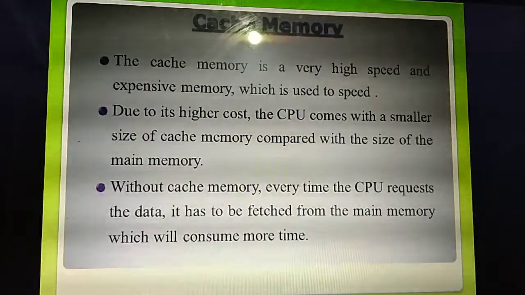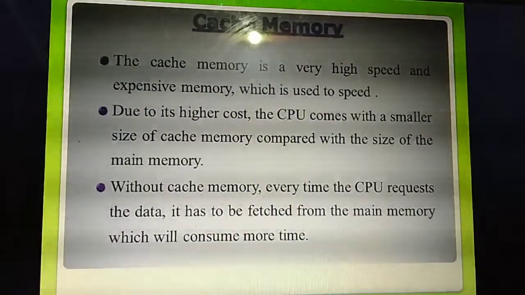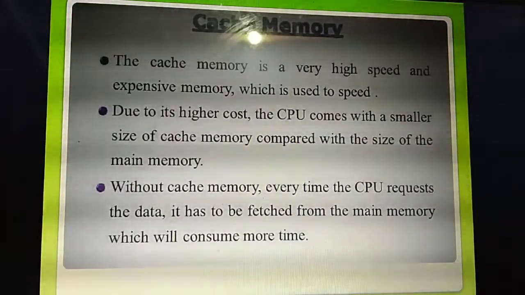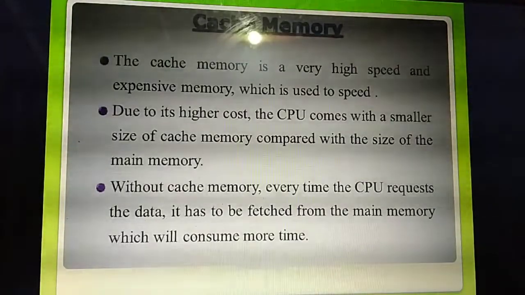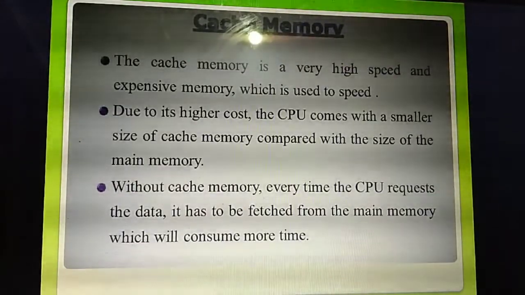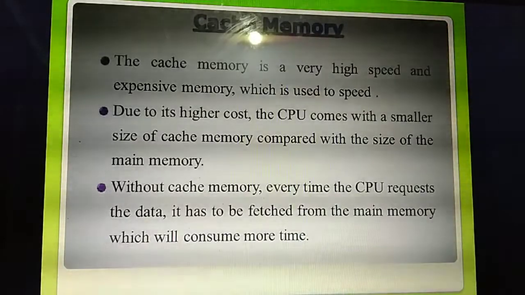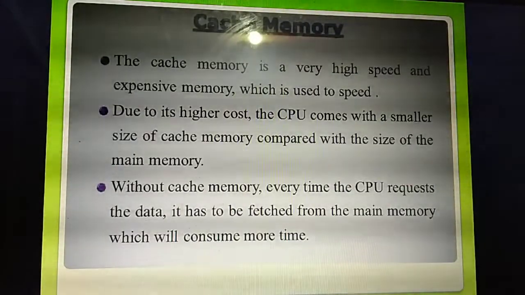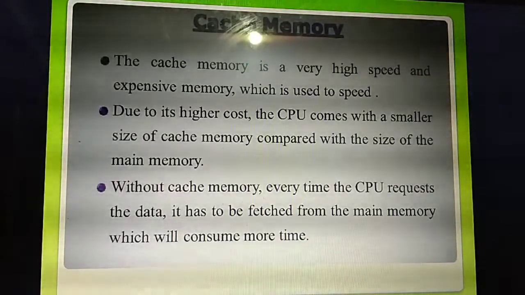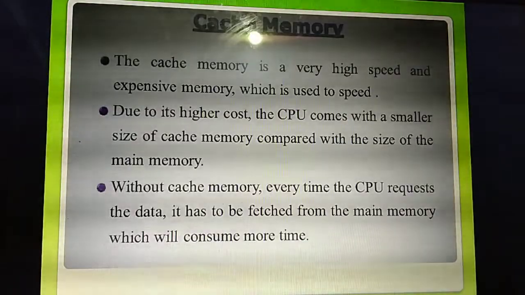In short, I'll explain. This is a very high speed memory. Compared to other memory devices, this cache memory is very high speed. Also this memory is expensive. What do you mean by expensive? The cost becomes very high. Compared to other memory devices, cache memory is expensive and very fast. But the size is very small. I said first itself that the cache memory size is very small. The cost is very high, but the memory size is very small compared to the other main memory devices.